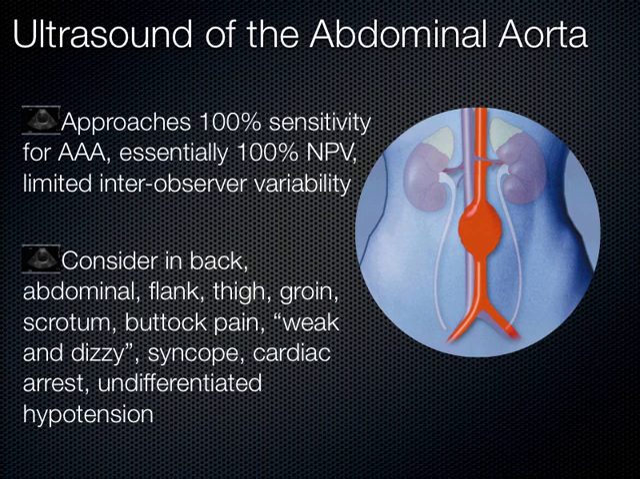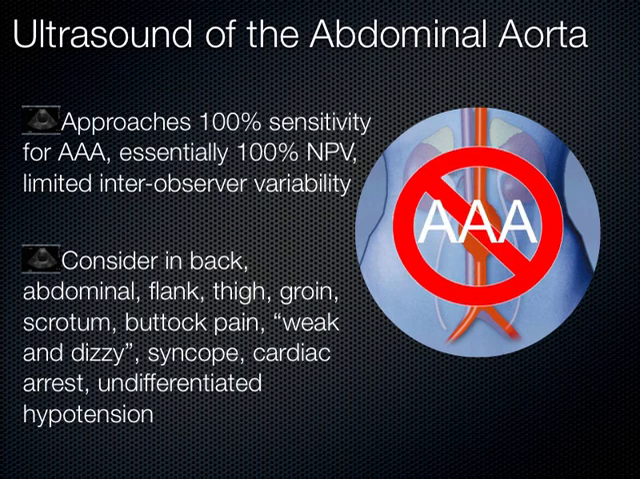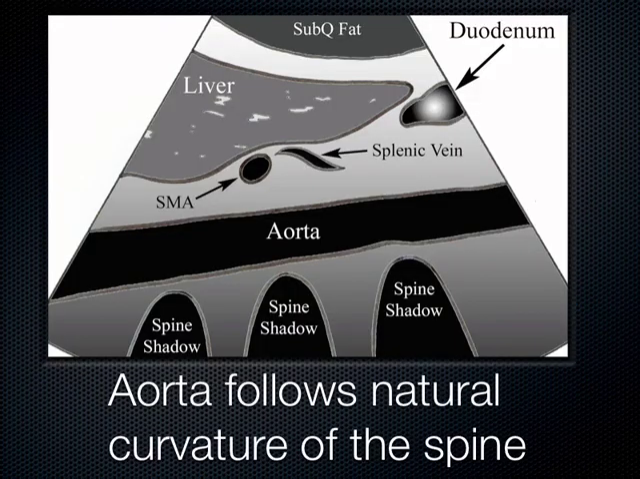Very operator dependent. So anybody could have back pain, flank pain, abdominal pain, thigh pain, groin pain, scrotal pain, buttock pain, just weak and dizzy. Syncope means passing out. They could be syncopal. They could be having a cardiac event. They could be standing right in front of you running a code, you're doing CPR. Why is this guy down? So I really think about it in the case of undifferentiated hypotension. So we're going to show you now how to figure out how to rule out a AAA.